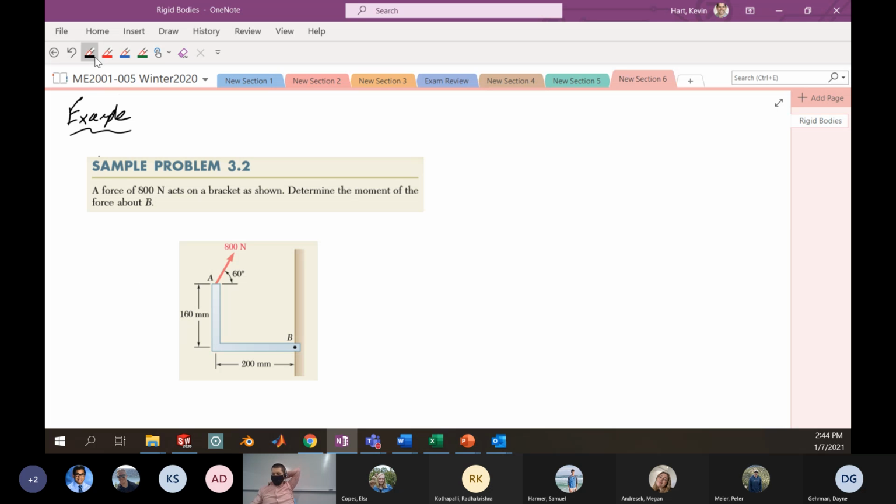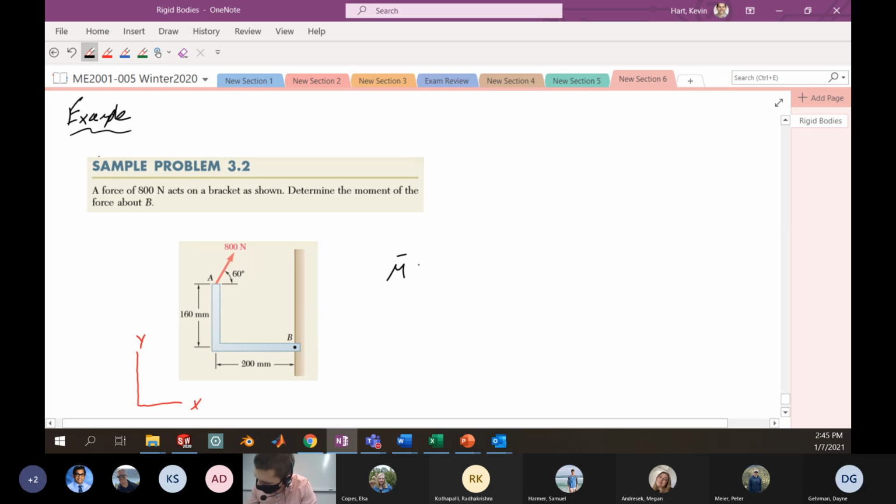So in essence, what we're asking here is how much torque is this 800 Newton force giving me about this particular point B? How much is it torquing that particular point? All right. Well, let's use our traditional XYZ coordinate system here, or since we're in 2 dimensions, an XY coordinate system.